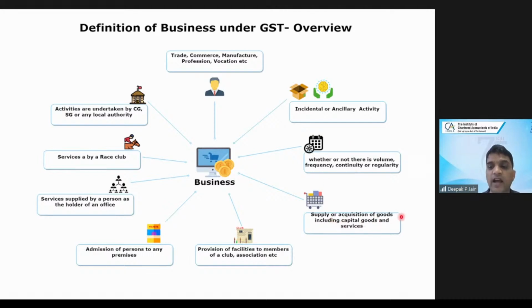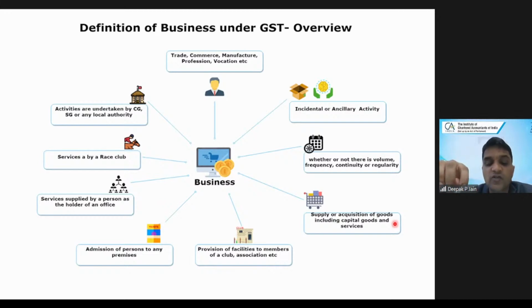Then, supply or acquisition of goods, including capital goods and services. To do your business, you have to buy some goods. Any kind of acquisition of goods or supply of goods, including capital goods and services. What are capital goods? Very simple in our accounting terms, we capitalize the capital goods. That is what GST is also saying. The goods which are capitalized in the books of accounts are capital goods. So supply or acquisition of goods, including capital goods and services, is also business.